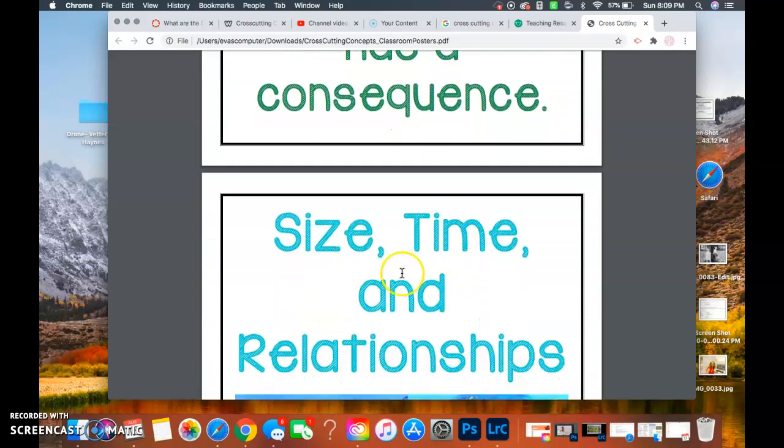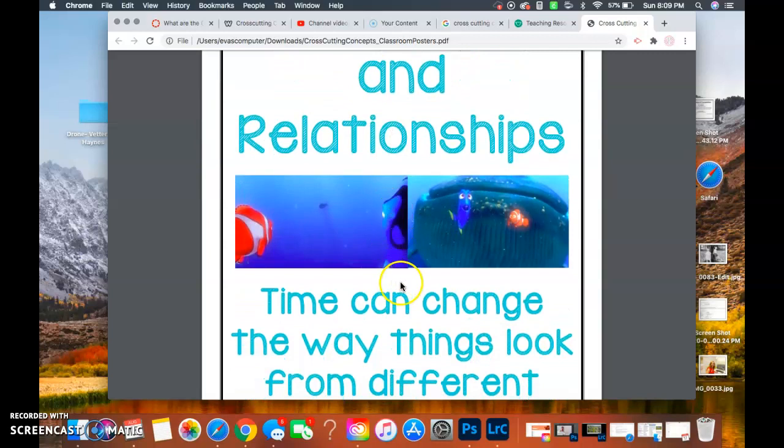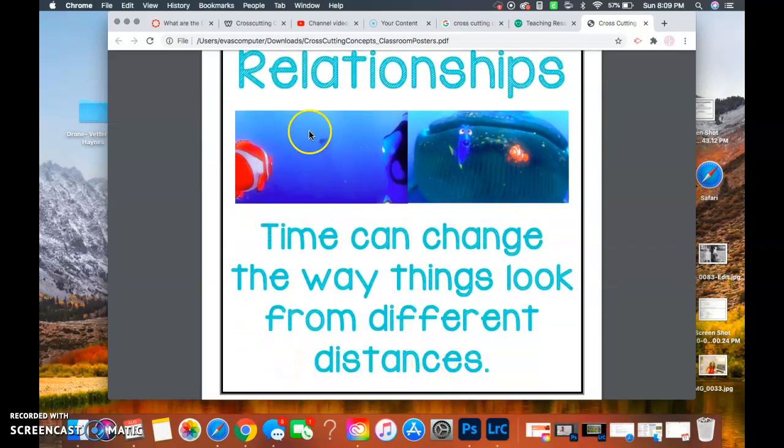Scale, proportion, and quantity, that's what this one is: size, time, and relationships. Time can always change the way things look from different distances. The way that we see the moon here on Earth is really not the size of the moon. So depending on where we are determines how we see things. Like from over there, that looks like a small little fish, but really it's a whale.